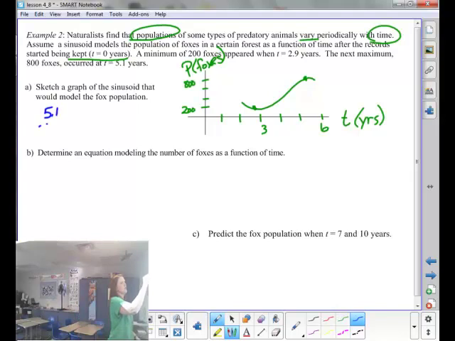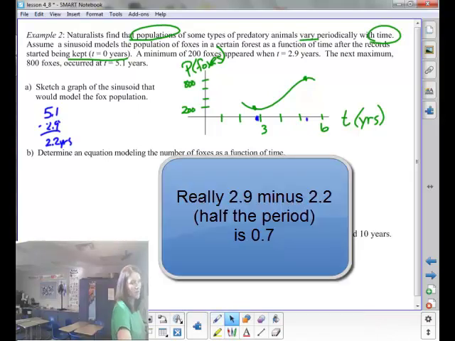So 5.1 years, 2.9 years. We're going to subtract those two. We're going to get 2.2 years. So this distance from here to here is going to be 2.2 years. So if I go 2.2 years the other direction, to the left, I should get one whole cycle. Or I could keep going to the right. 2.9 minus 2.2, that's a 0.7.